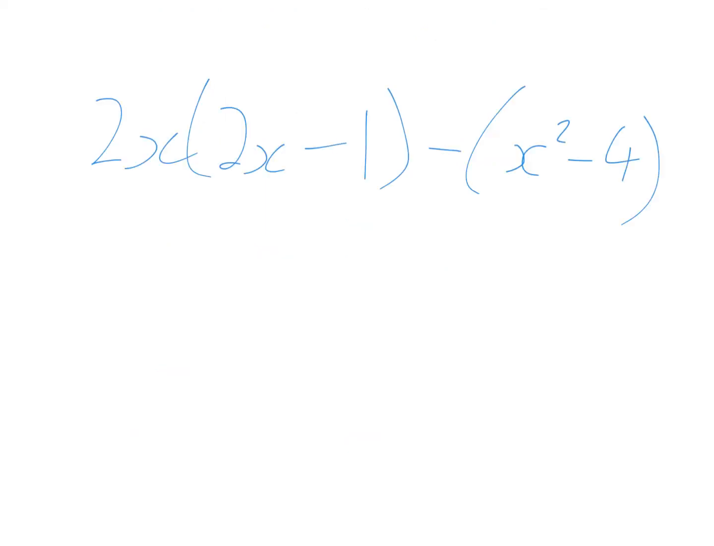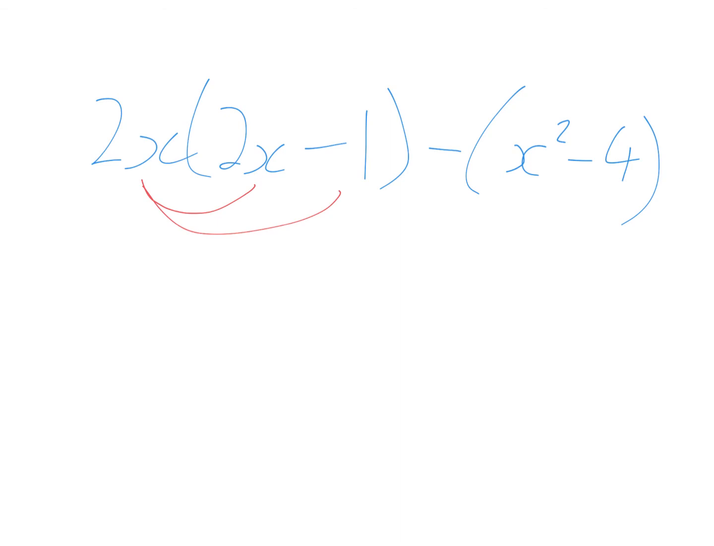Okay, now we're coming on to our final example. This time we've got, again, a couple of brackets. We can't simplify either of these brackets because this is an x and a normal number. Cannot add or subtract them. An x squared and a normal number, again, cannot add or subtract them. So we're going to focus on our multiplication first. So we're going to multiply 2x here by 2x and 2x by minus 1. The number on the outside by the two terms on the inside.